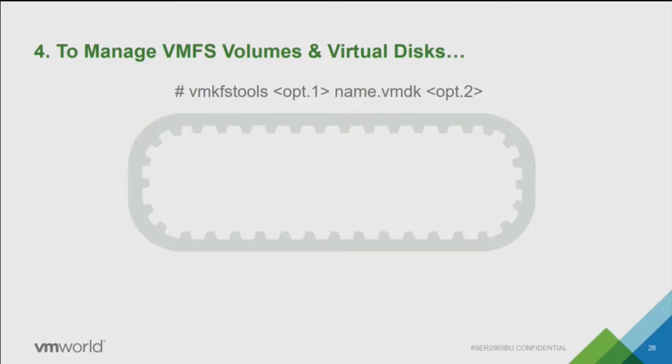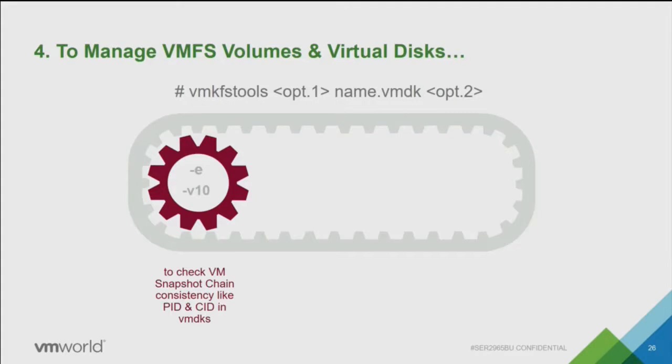If your snapshot chain is broken and you want to consolidate snapshots, you run vmkfstools -i. Now, we are going to show you three options which are not documented or not used in regular day-to-day troubleshooting. The key options are, first, vmkfstools -e. This command will help you to check the snapshot chain integrity.